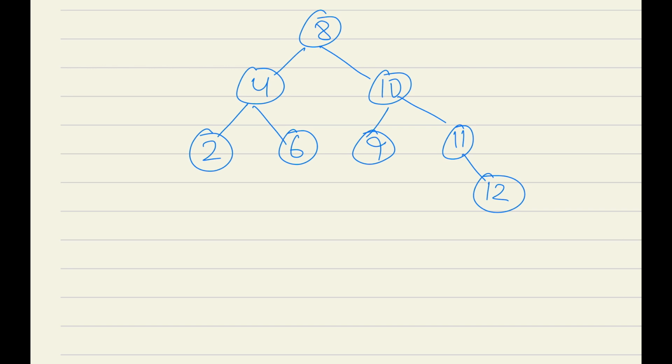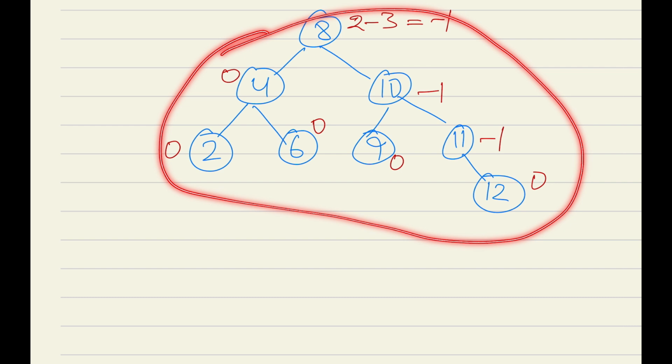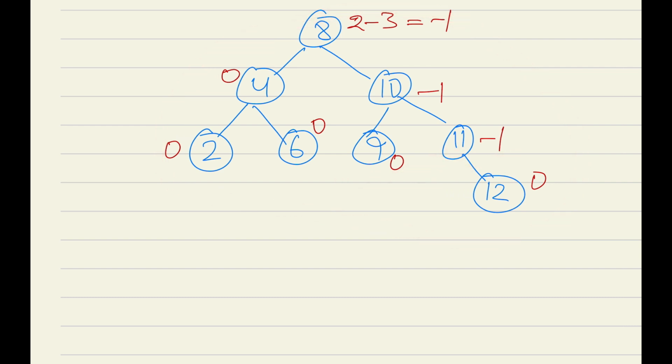Now find the balance factor of each node. So here it is 0, 0, 0, here it is 0, 0, it is -1. So for 10 it is 1, -2, -1. So for 8, 1, 2, minus 1, 2, 3. So 2 minus 3, so it will be -1. So we can say this tree is an AVL tree.